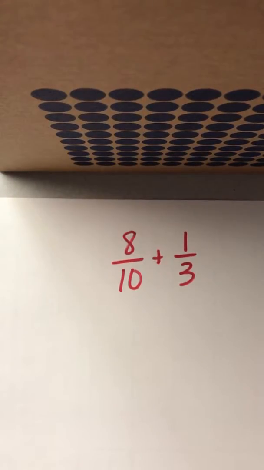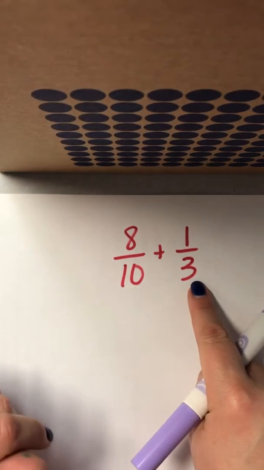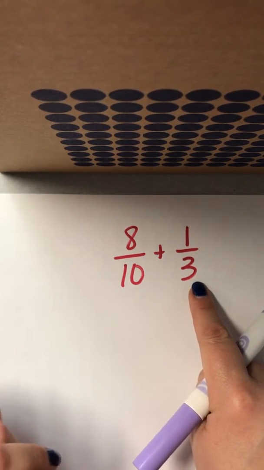Hi guys, we are going to add and subtract fractions again. So just a few more practice problems with this. First thing we always do is find a common denominator. We can't add apples to oranges, so we have to change them to fruit, right?